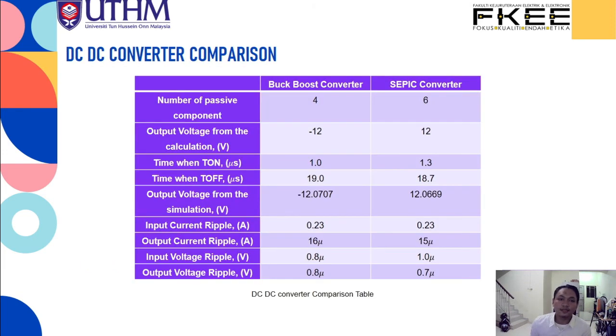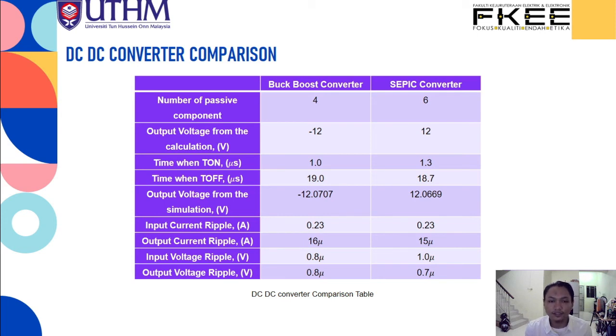This is the DC-DC converter comparison between the buck boost converter and the SEPIC converter. The number of passive components for the buck boost converter is 4 and for the SEPIC converter is 6, because the SEPIC converter needs an extra inductor and capacitor to run efficiently. For the output voltage from the calculation, it is negative 12 volt for the buck boost converter, and for the SEPIC converter it is 12 volt.